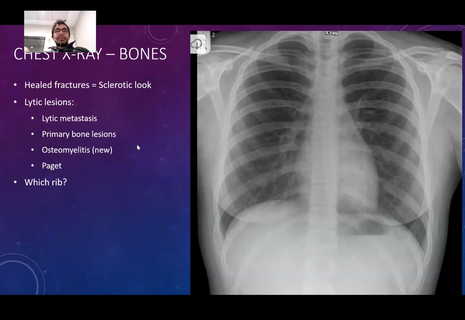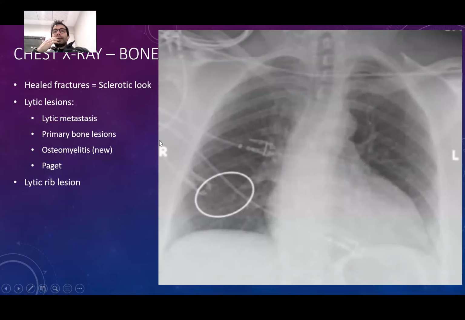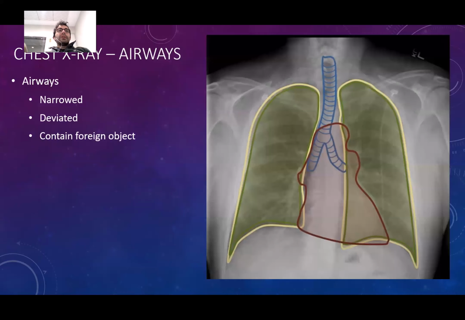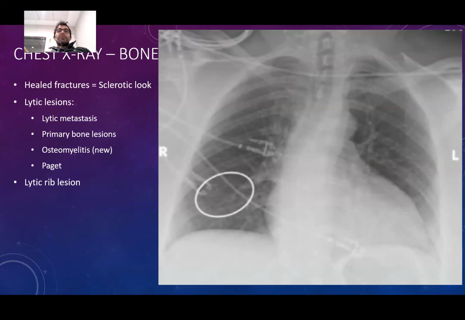Systematic approach. There is only one way we can do this. Okay. There's another lytic bone region which is marked here, so we cannot follow the ribs. This is all for the bones.